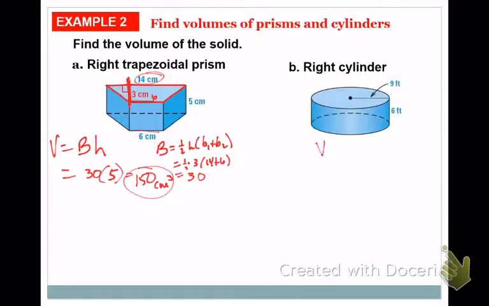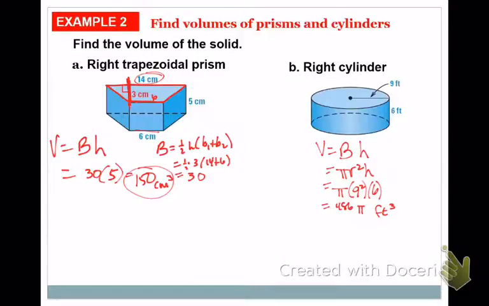Same thing over here. Volume is find the area of the base, multiply it by the height. The base here is a circle. The area of a circle is pi r squared times h. The radius is 9, and the height is 6 for that cylinder. So we go 81 times 6, which is 486 pi. So you can multiply the 486 times pi if you'd like to get a decimal answer. I'm going to leave it like that.